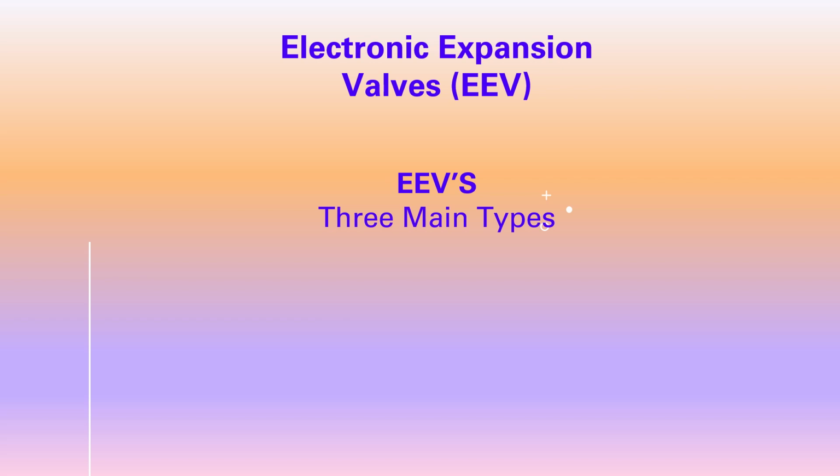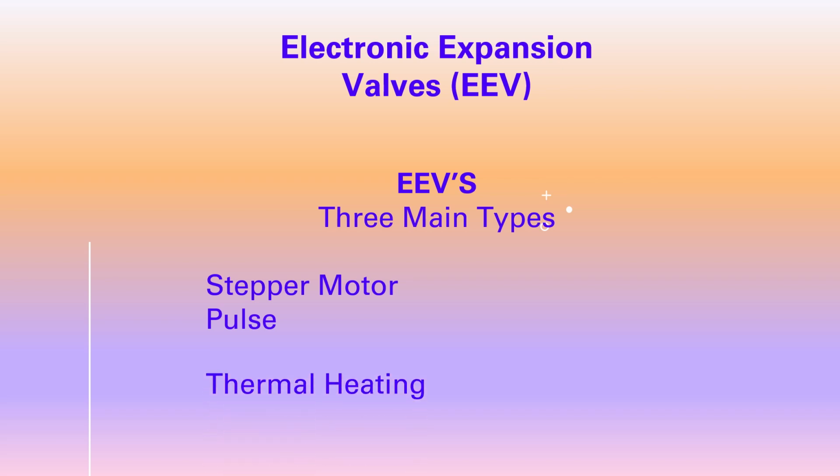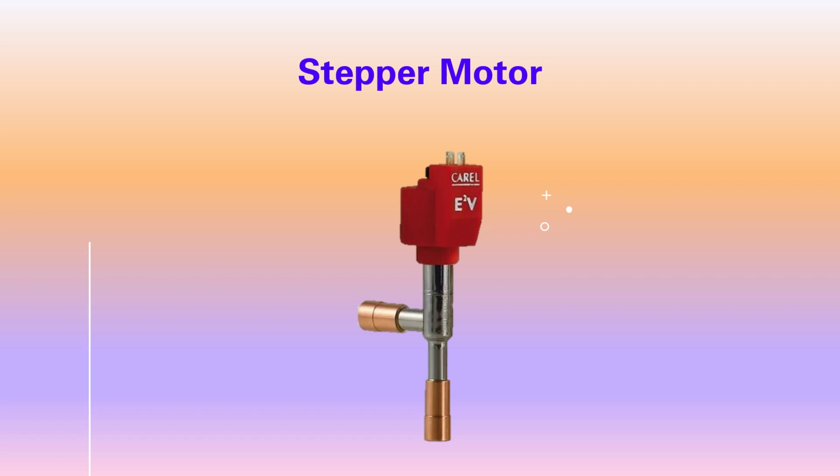A lot more systems nowadays are going down the way of using electronic expansion valves, or EEVs as we know them. There are three main types. There's a stepper motor, a pulse, and a thermal heating valve. An example of a stepper motor type valve. I'm not going to go into the ins and outs of how that works. There are plenty of videos on YouTube, etc., where you can find out how they work.